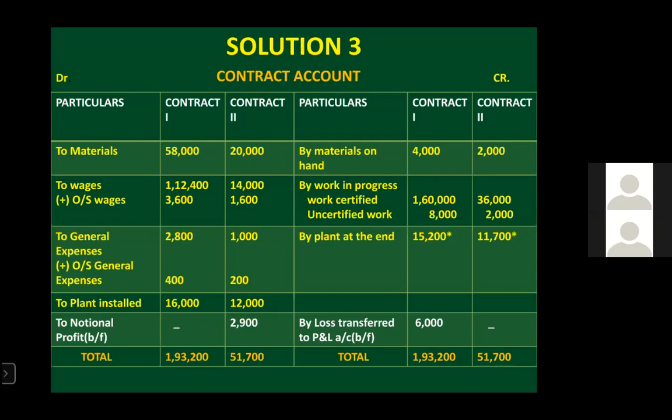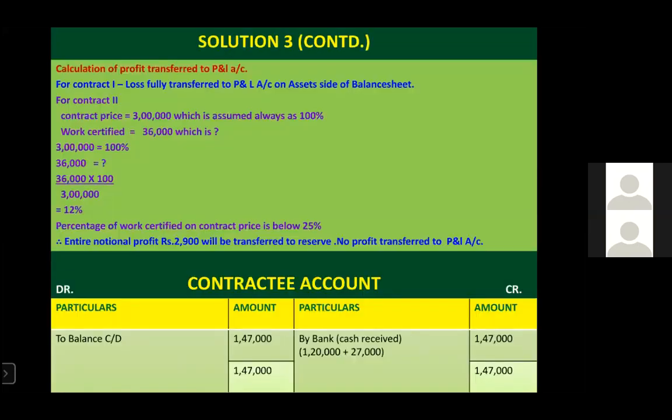So tally the debit and credit side. You will get a loss for contract 1 and a profit for contract 2. Whenever you have a loss, the entire loss will be transferred to the P&L account. The notional profit we need to consider by comparing with the contract price. Look at the next slide. Calculation of profit transferred to the P&L account. For contract 1, the loss is fully transferred to the P&L account because it was a loss. We need to consider contract 2 only, where we got the notional profit.